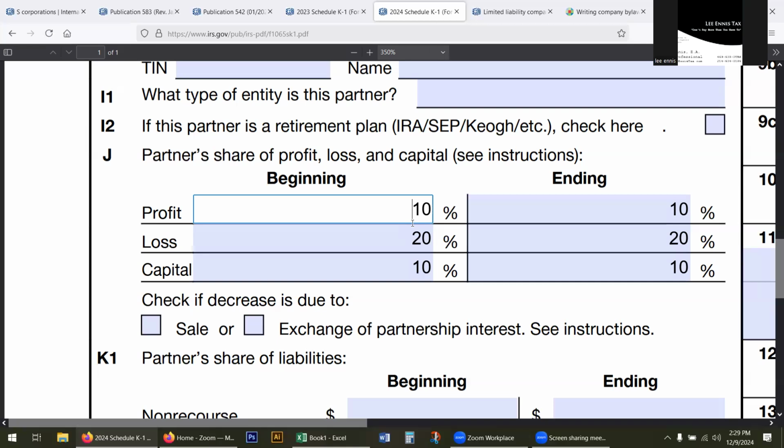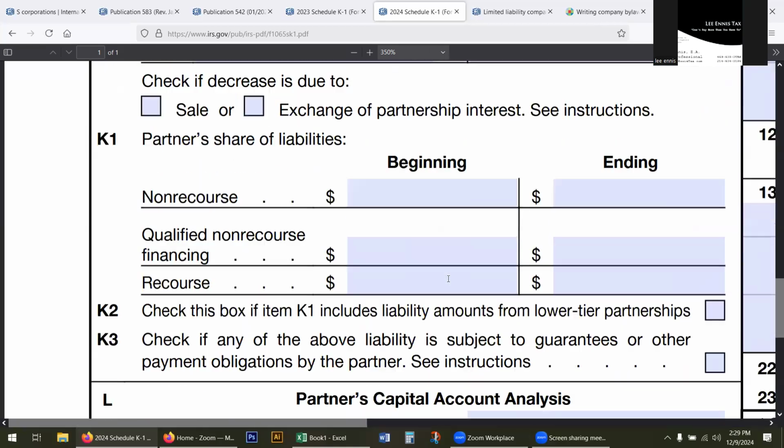But again, when it is registered with the state, personally speaking, I think it's much easier and better for everyone involved because there are no misunderstandings. Everybody knows what's going on. All right.